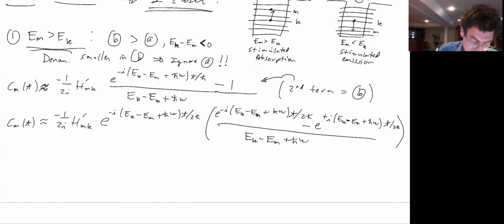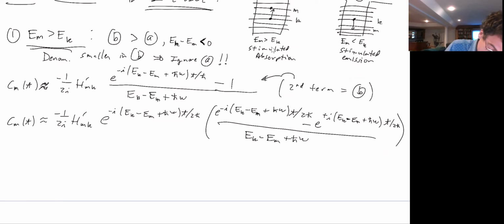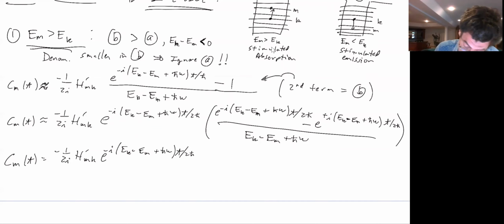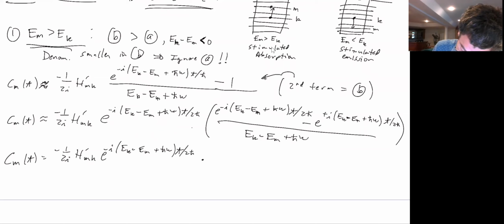You'll very quickly appreciate why we did this, because what we notice is that this is equal to negative 1 over 2i h prime mk e to the negative i (Ek minus Em plus h bar omega) t over 2h bar times, now this is the trick, we look inside of there, and we notice that that's actually a sine function. Yay! So we notice that what we have is a sine function.